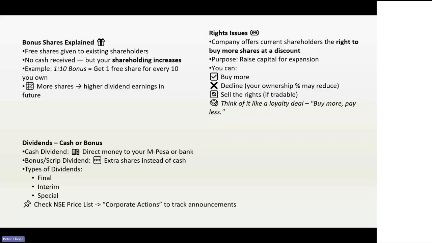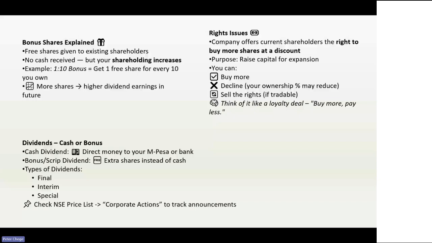We have final, that is the final dividend before they close their books and distribute. Then there is interim and there is special. Interim is in between. In most cases you find it's mid-year, that is half year. Special is when a company has extraordinary profit and they want to share with you. Like Safaricom, they usually do that. To get this, always check the NSE price list. I will come to that because I need to explain a few terminologies there quickly.